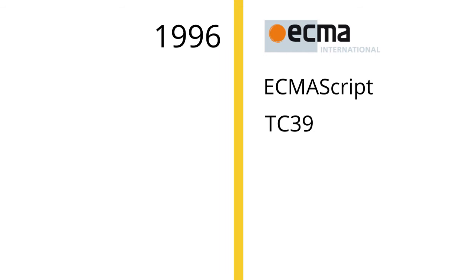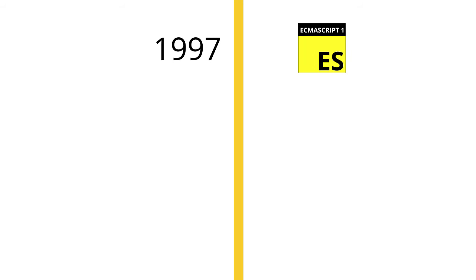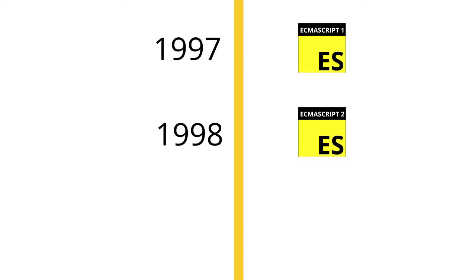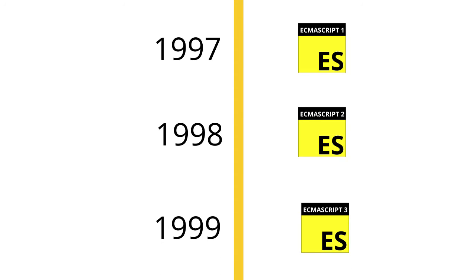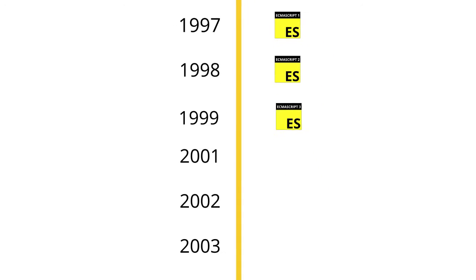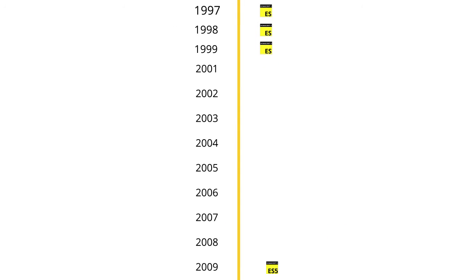So, we have ECMAScript 1, or ES1, come out in 1997, followed quickly by ES2 in 1998, and ES3 in 1999. Then, we don't have another release for more than 10 years, and it's called ES5. So what happened to ES4 and all the momentum it had at the beginning?